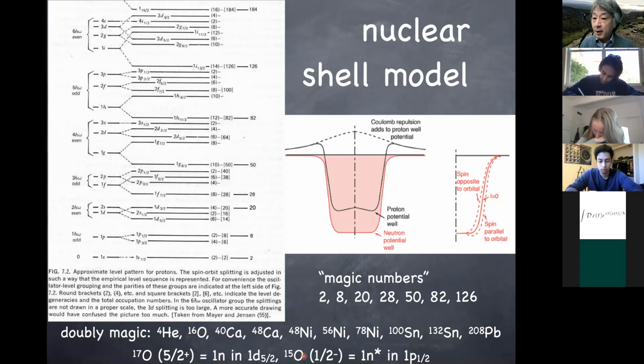On the other hand, when you're talking about oxygen 15, you are creating a hole in this lower orbital 1p 1/2. So that's basically the anti-neutron, or hole in neutron, in the 1p 1/2 orbital. So you know the ground state is 1/2 in terms of total angular momentum. A p orbital has L equal 1, (-1)^L is -1, that's the odd parity. So the parity of this oxygen 15 nucleus has to be negative. And that's one hole in the 1p 1/2 orbital.